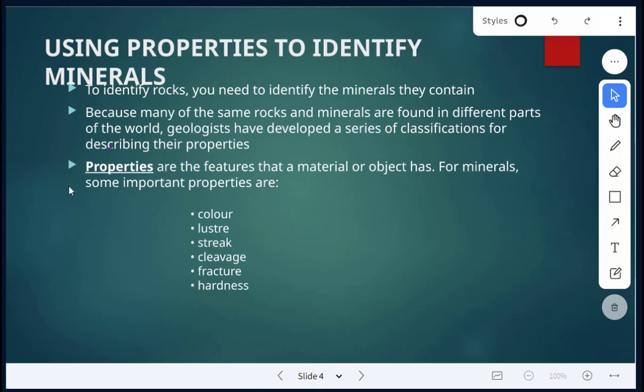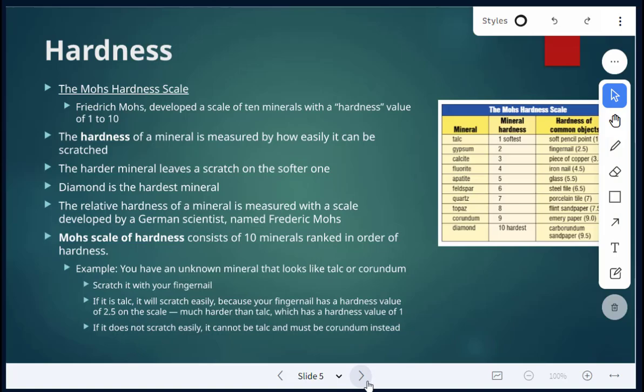And keep in mind, properties are features that a material or object has. These are the important properties we're going to talk about. The first one is hardness. There is something called the Mohs hardness scale. It was developed by Frederick Mohs. He developed this scale of 10 minerals with a hardness value of 1 to 10.